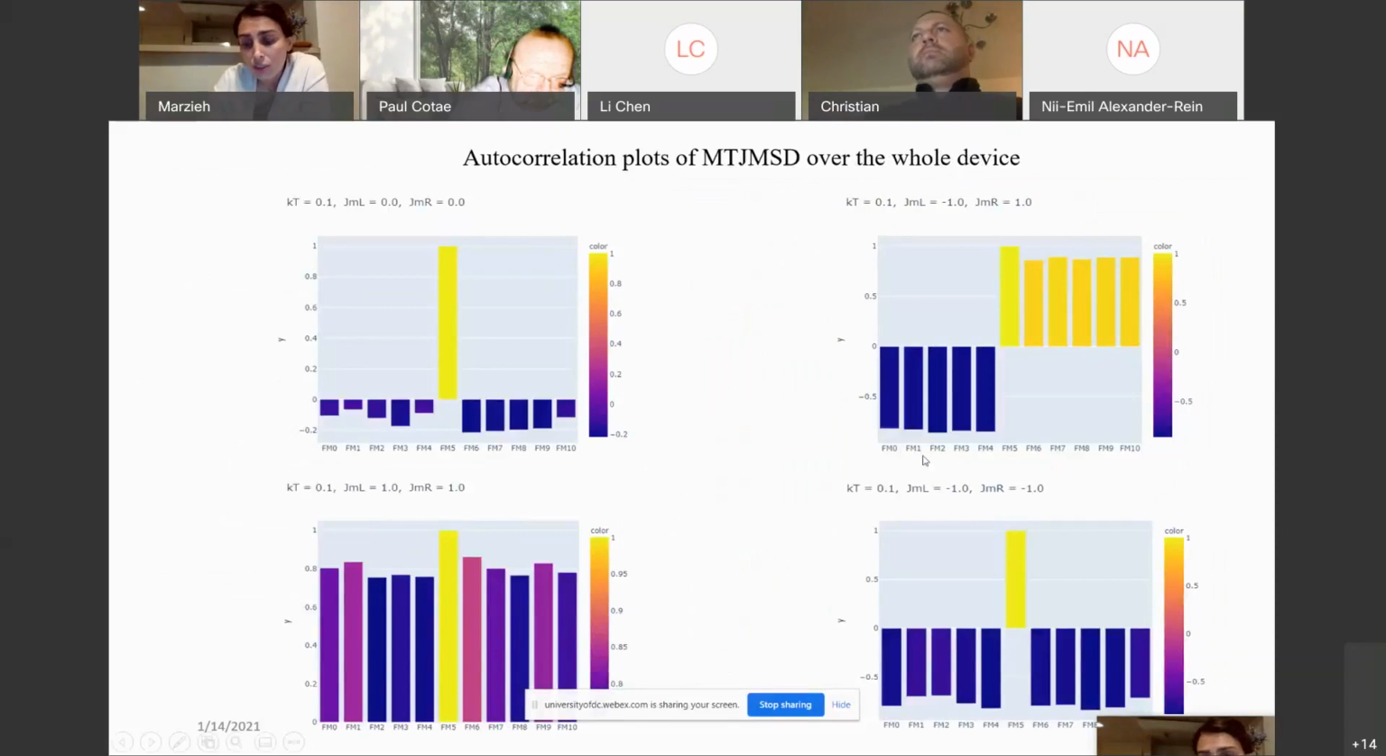What I explained in the last slide can also be observed here in 2 dimensions. In the 0,0 case, there is almost no correlation between the molecule and the layers. In the -1 and 1 case, the correlation is positive on one side and negative on the other side. In the 1,1 case, when we have ferromagnetic couplings of the molecule with both electrodes, we have all positive correlation with both sides. In the -1 and -1 case, the molecule has totally opposite correlation with the 2 electrodes.